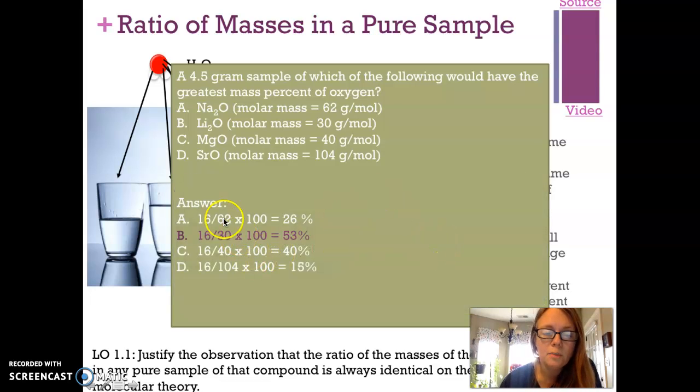Right? Hopefully you're going to pick the one. So 16 is the mass of oxygen. The total is shown here for each one of these. So the oxygen makes up the highest percent of B, lithium oxide. Your lithiums don't have a large mass, right? Lithium has a mass of about 7. And there are 2 of them, so all together we have a molar mass of 30 grams per mole. And yeah, you can pick that out.